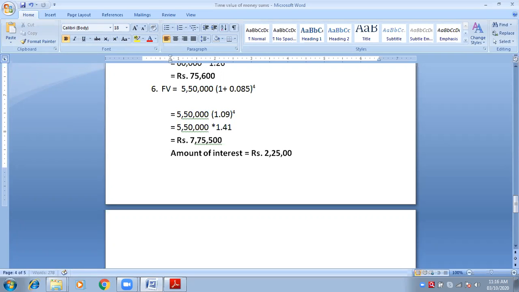You are doing nothing. You are just investing your money in a bank FD at 8.5% interest. So you are earning 2,25,500. This is the amount of interest that you are earning for 4 long years.